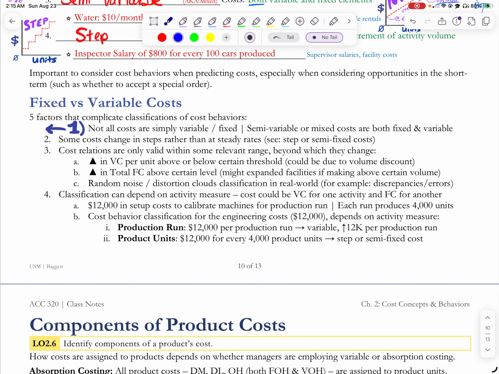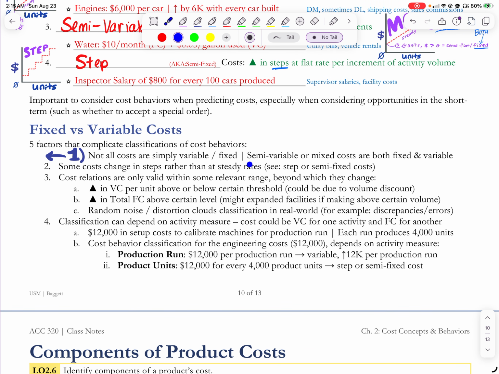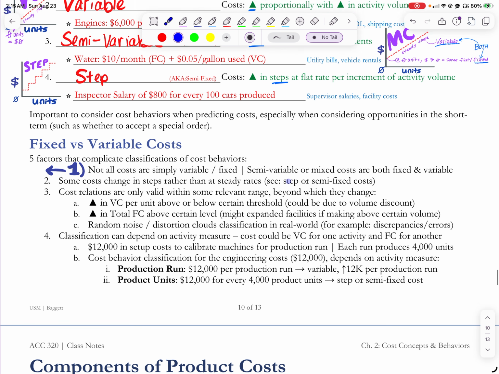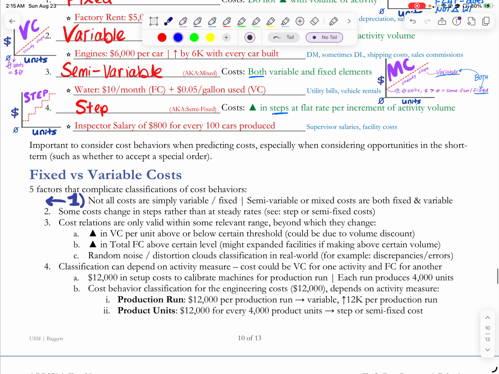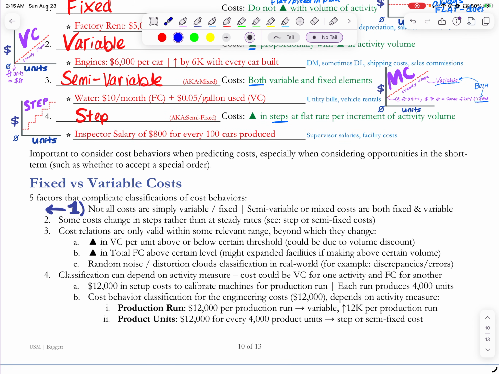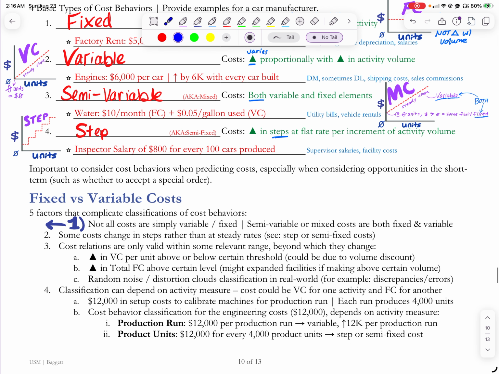Then some costs change in steps rather than at steady rates. So it's not really variable, but it's also not really fixed in place. It's like an odd fixed on a variable schedule kind of cost.